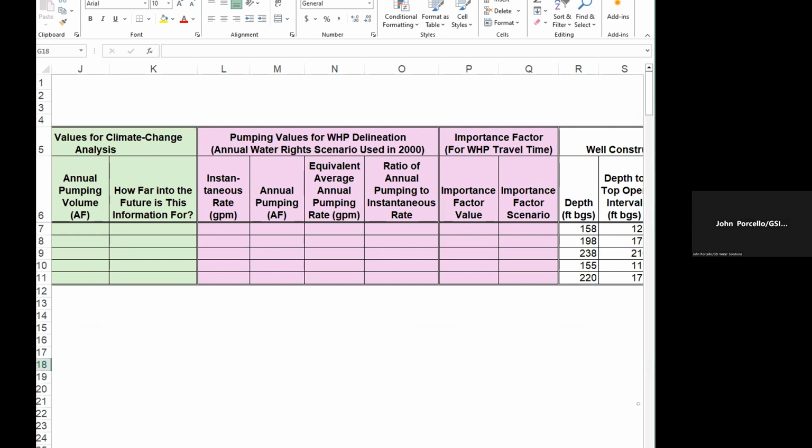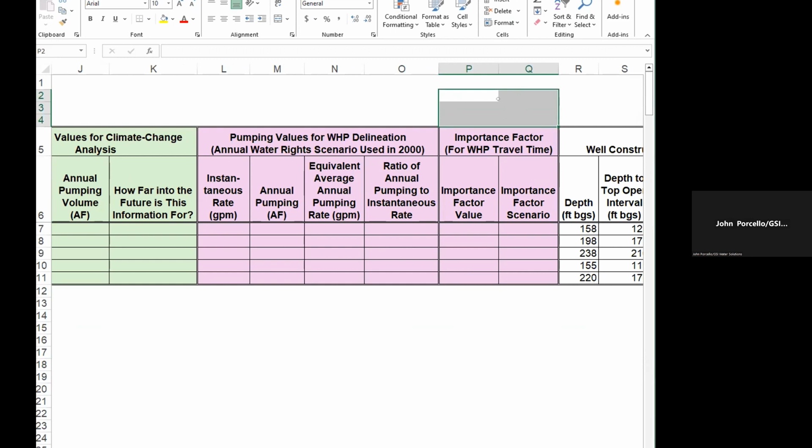The other aspect of capture zone delineation is columns P and Q. And what those have to do with is for how long a period we're going to conduct the delineations for. I'll be sending a document that, again, was an appendix in that 2000 report. It's Appendix I that described how these importance factors were derived and what their meaning were.